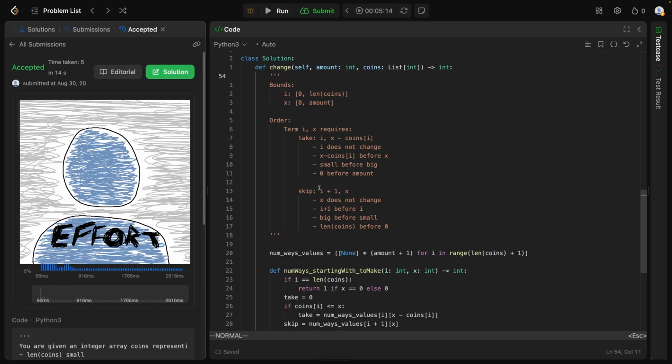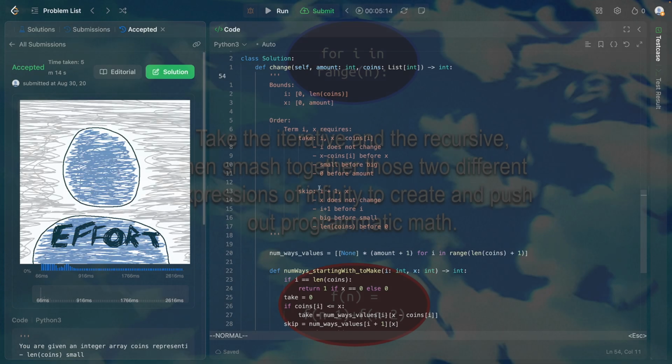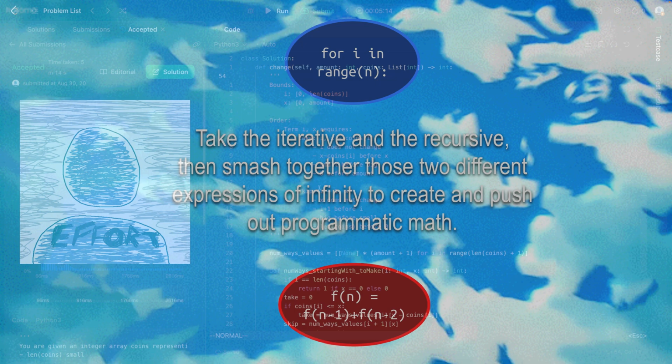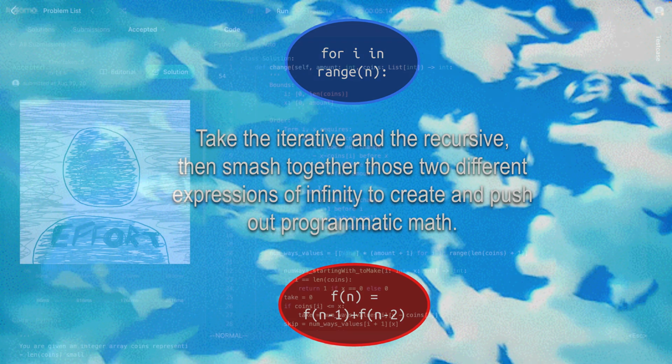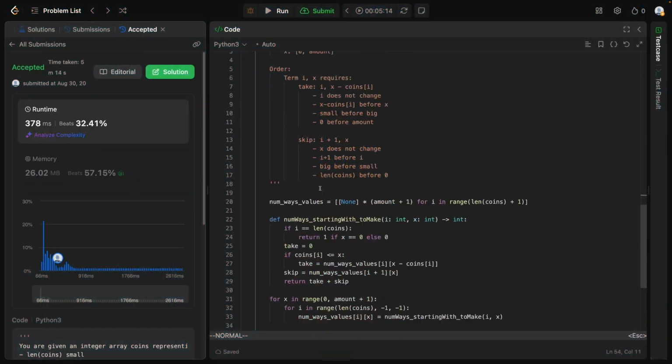And this is why dynamic programming is so powerful. You take the iterative and the recursive and utilize the best of both worlds. You get all the mathematical conciseness and correctness of recurrence relations with the programmatic efficiency of cache-friendly iteration. This is why I emphasize learning it recursively first, because without that, you're missing out on the formalization that allows you to smash these two opposing paradigms into one correct, efficient technique.